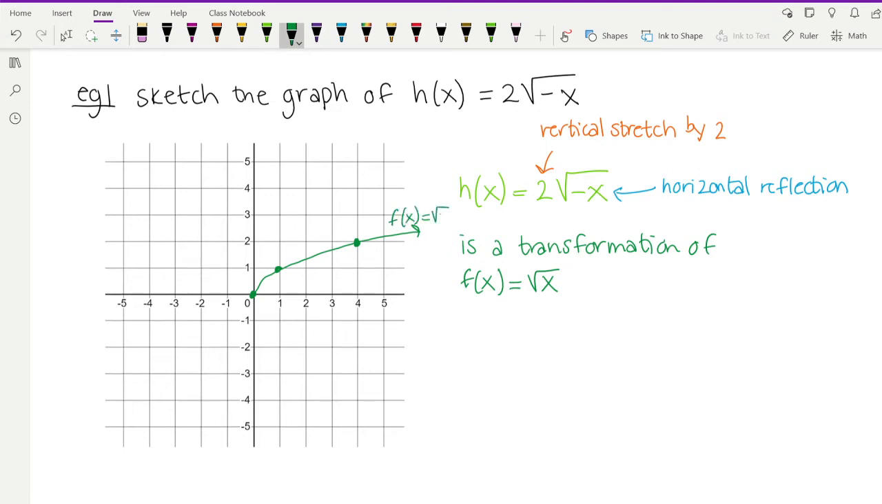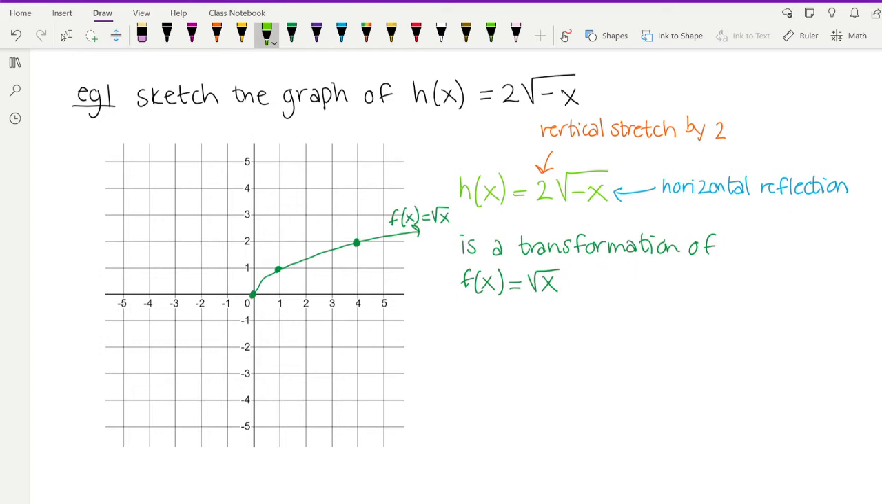Just want to label this. It is a vertical stretch, so we should be multiplying the y-coordinates by 2 while leaving the x-coordinates the same. But then we're also reflecting over the y-axis. So we're going to stretch the y-coordinates by 2, but then flip the x-coordinates.